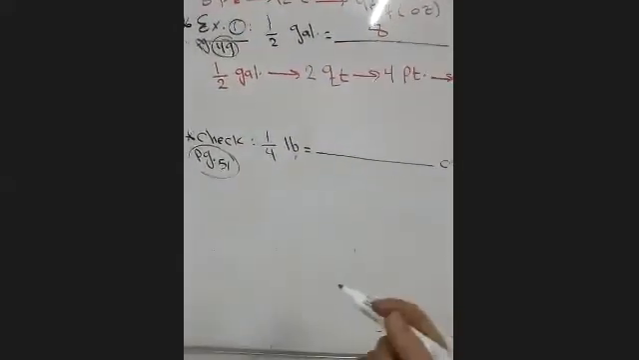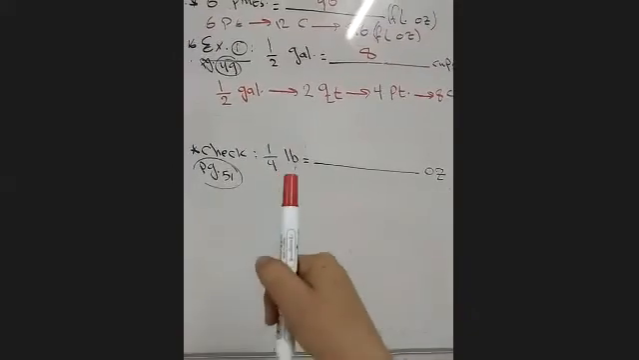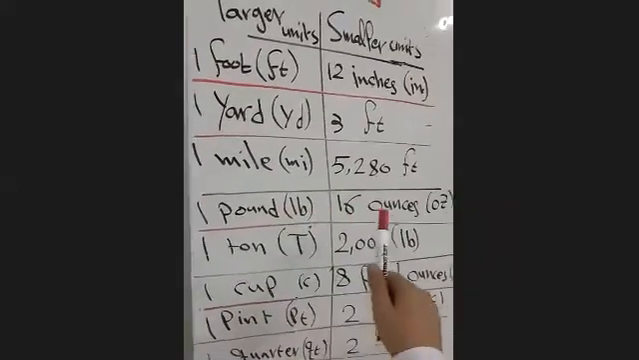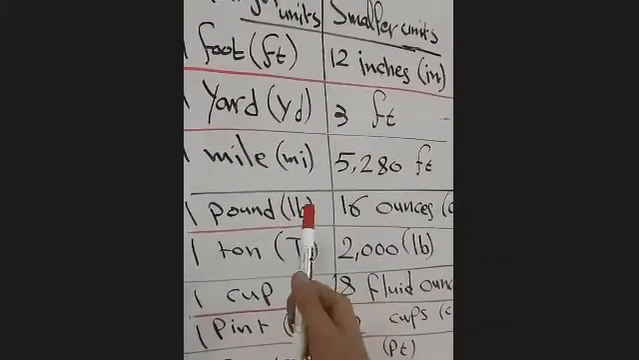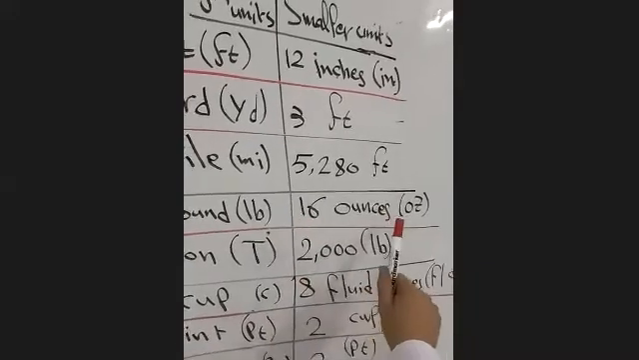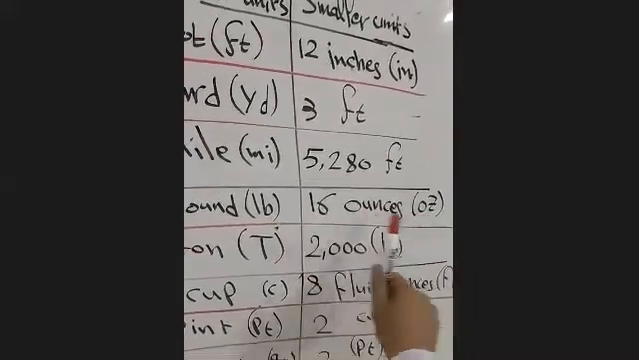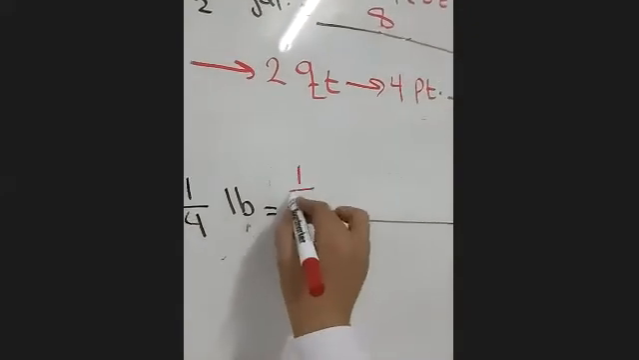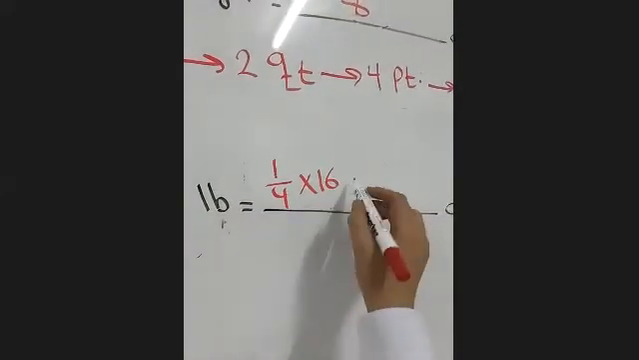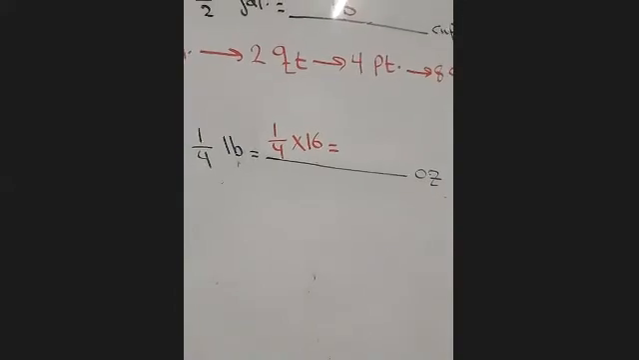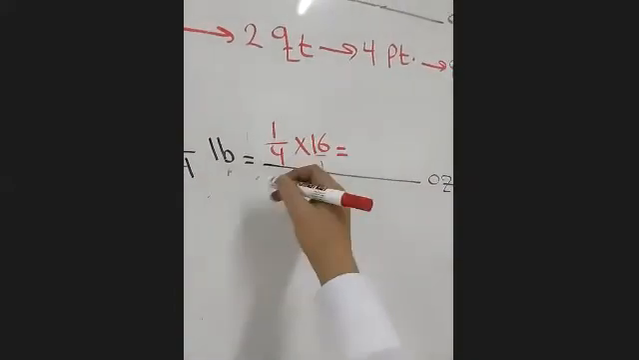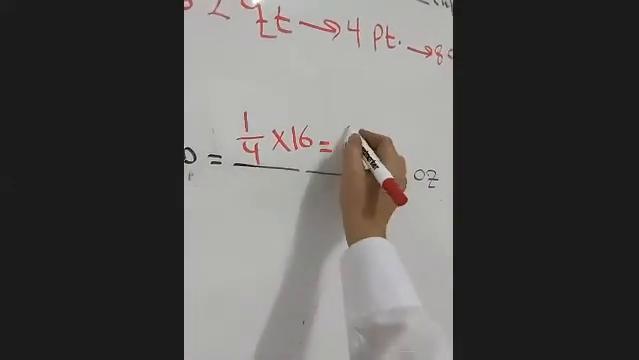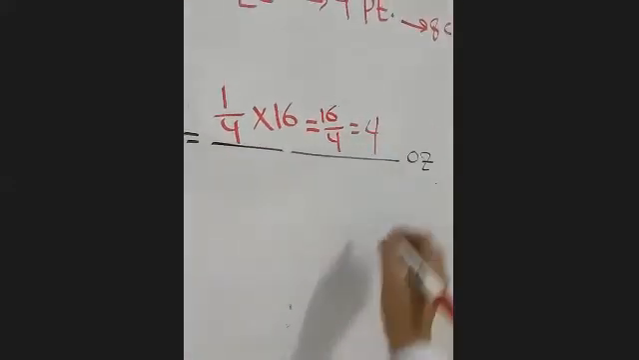Now, do we have a direct relationship between pounds and ounces? Let's check. Yes, we do. I have a direct relationship between pounds and ounces. So what I'll do, guys, I'll multiply direct with 16. So here, 1/4 multiplied by 16 equals. Now multiply normally, guys. This is over 1 and multiply up, multiply down. You will get 16 over 4, which is 4 ounces.